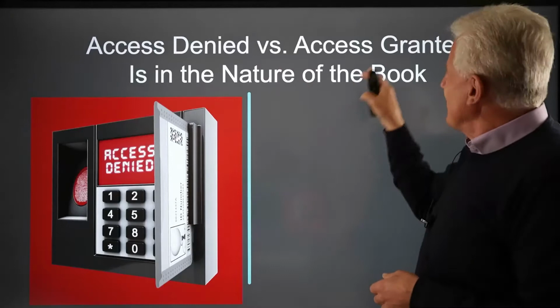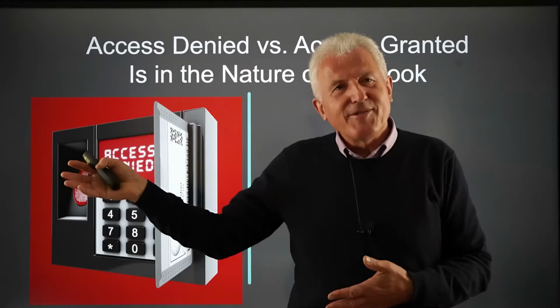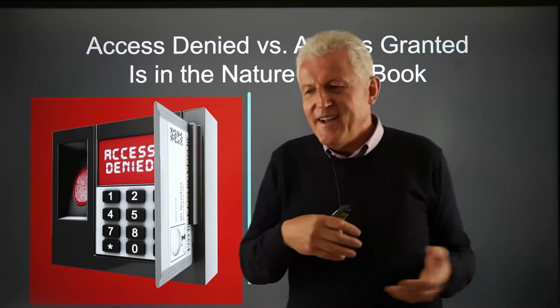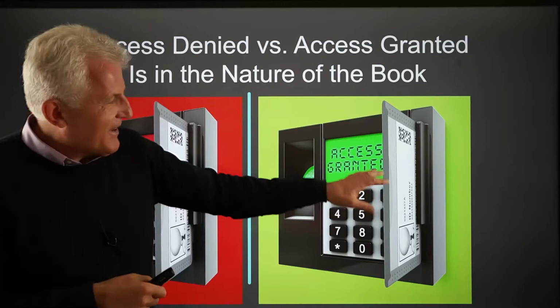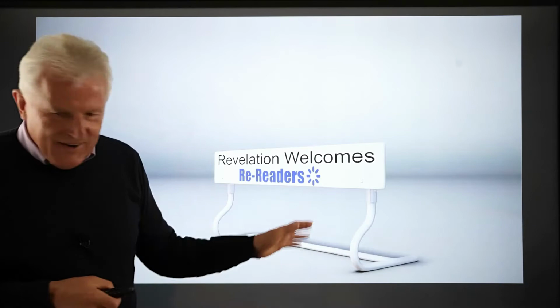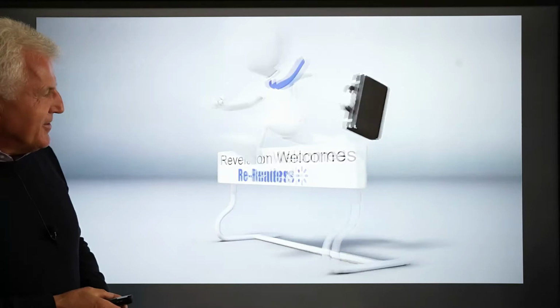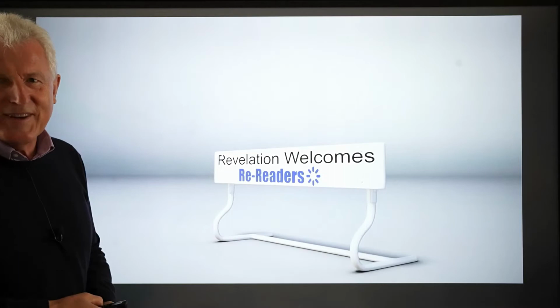So the question of access denied versus access granted is in the nature of the book. That is to say, access to the rereader and not to the one-time reader, because you have to be a rereader to get it. So don't be offended that I say access here for the rereader of Revelation. Or in this illustration here, let me step aside here. Here you see it. Rereaders. Revelation welcomes rereaders. It really does.